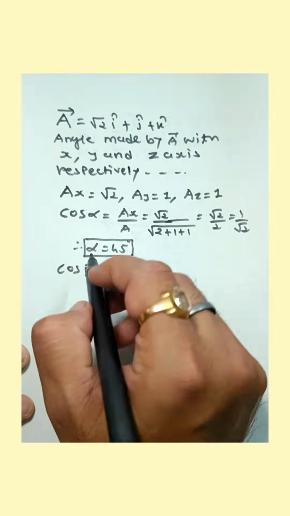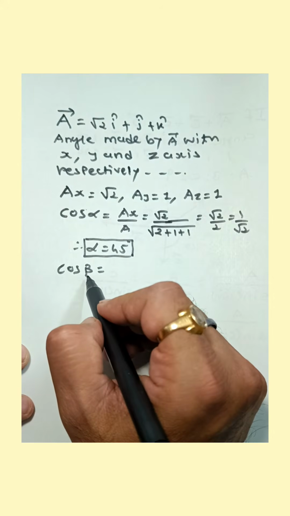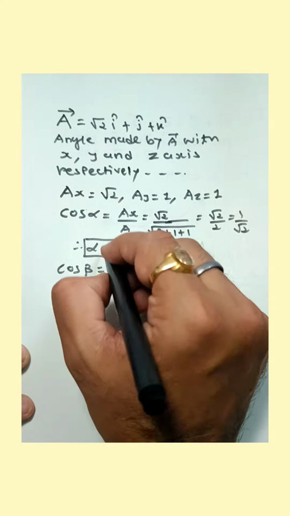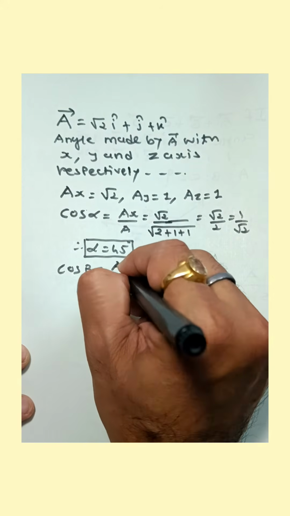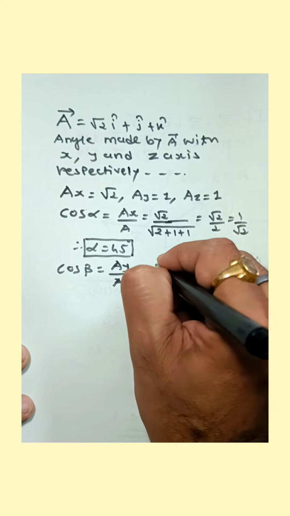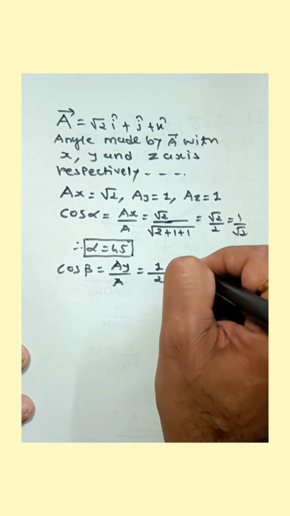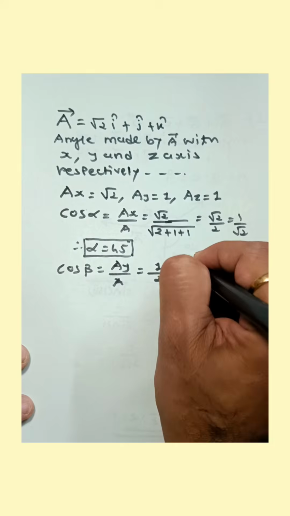Now beta. Beta is the angle made by A vector with y-axis. From direction cosine, cos beta is equal to Ay upon A. It means 1 upon 2. So beta is equal to 60 degree.